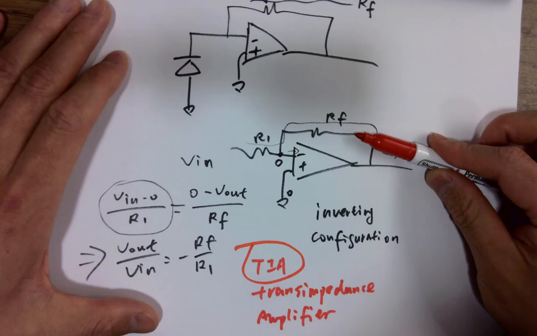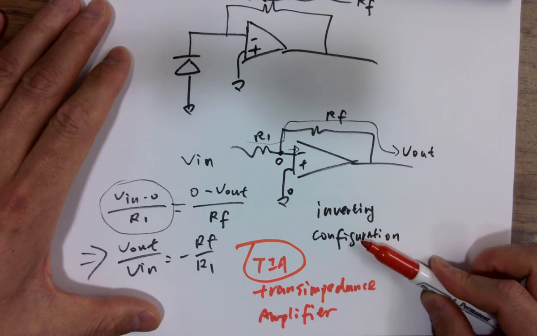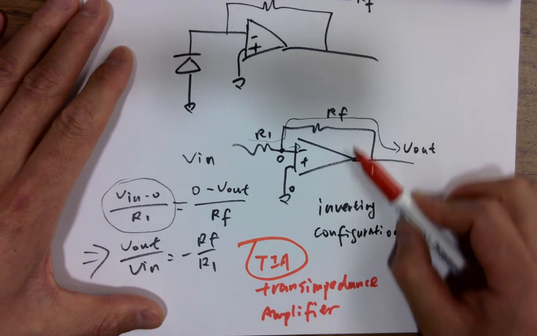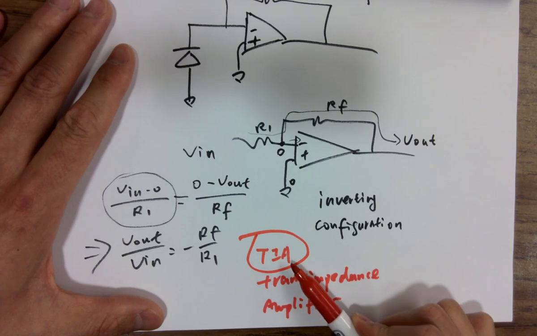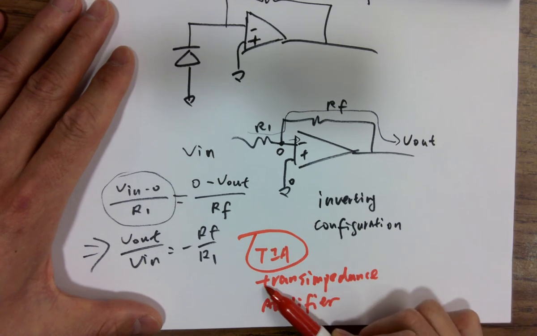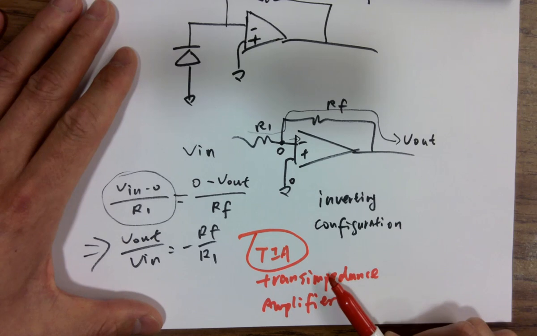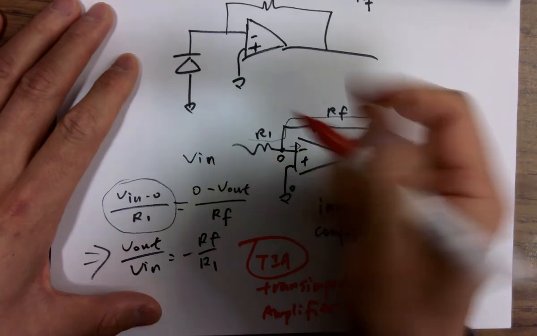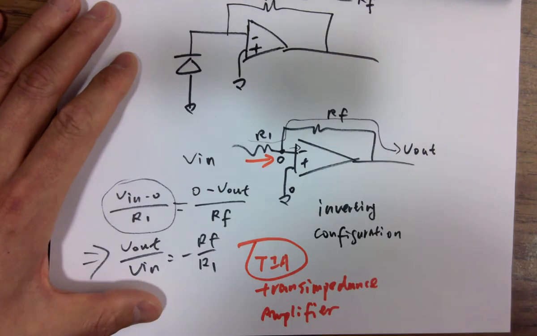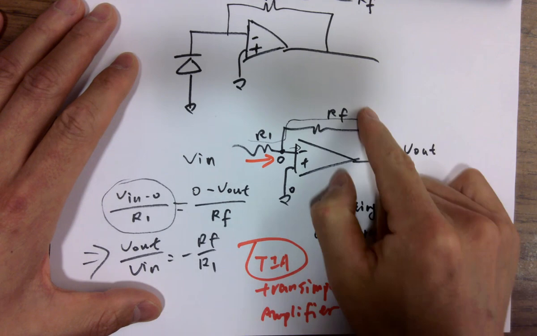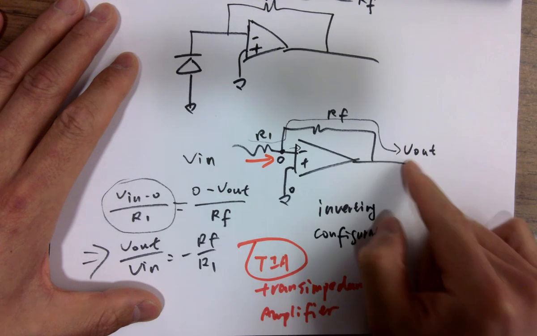This amplifier, yes, you can say it's the inverting configuration of op-amp, but fundamentally it's a TIA, a transimpedance amplifier. Transimpedance means it's converting current to voltage. It's basically flowing a current here and then amplifying and changing the current to the voltage output.